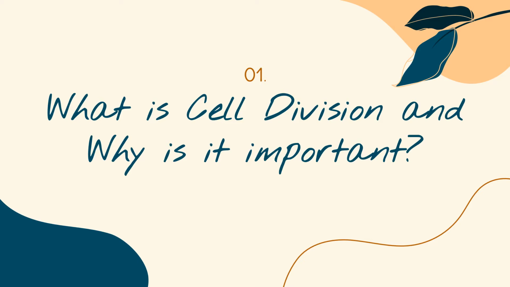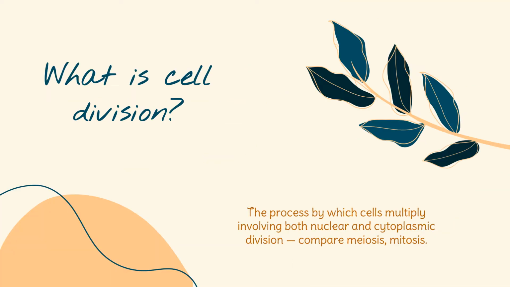Initially, let's talk about what cell division is and why it is important. The definition of cell division is the process by which cells multiply, involving both nuclear and cytoplasmic division. Compare meiosis and mitosis. Most of the time, when people refer to cell division, they only mean mitosis, which is the process of making new body cells. Meanwhile, there is also meiosis, which is cell division to create egg and sperm cells.